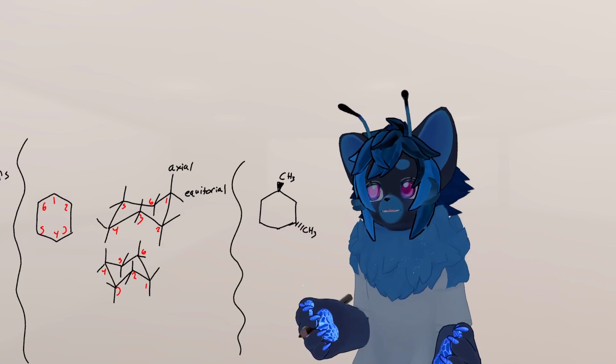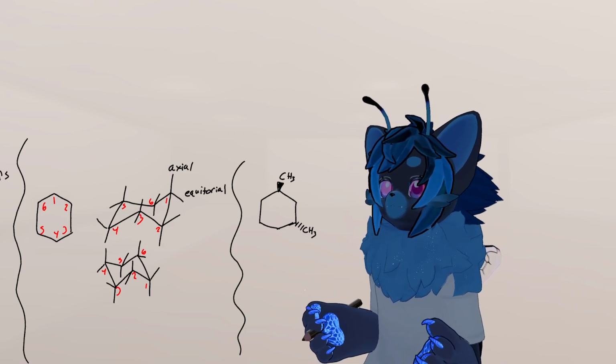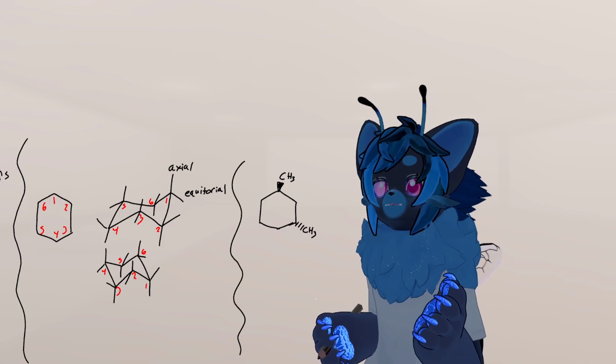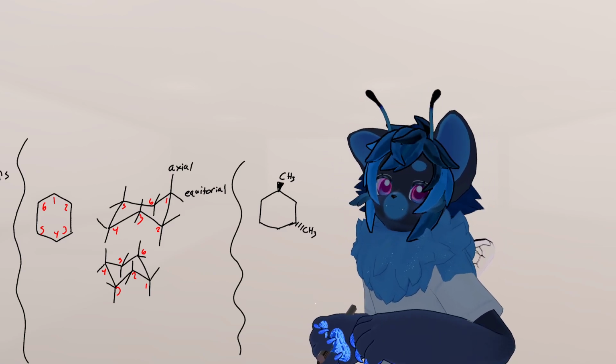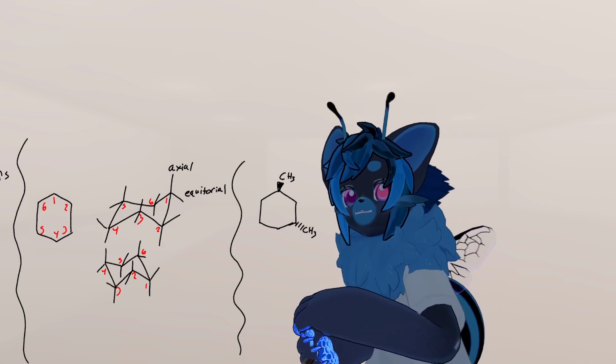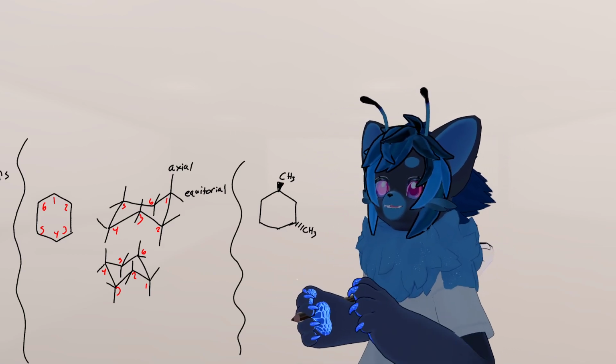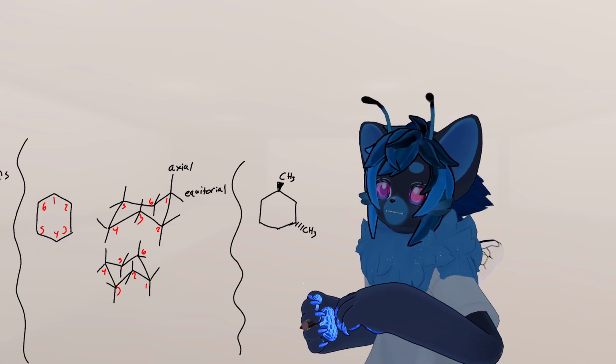Those are the 2 ways that they can be represented, and basically, wedges mean that they're pointing up, and dashes mean they're pointing down, right? Wedges are towards us, dashes are away from us. So naturally, the dashes are going to be down, and the wedges are going to be pointing up.